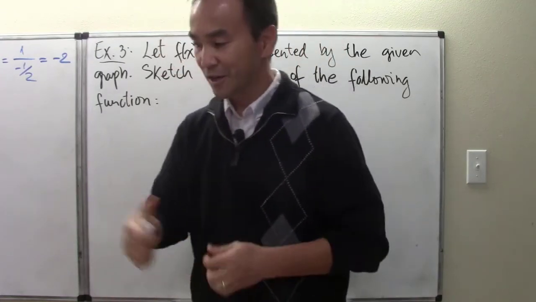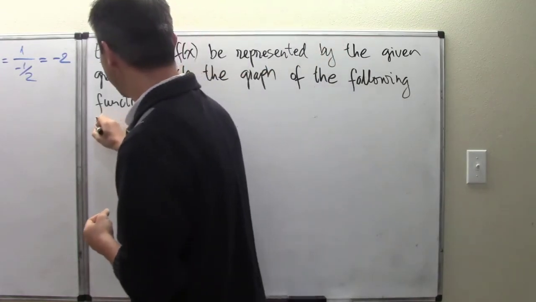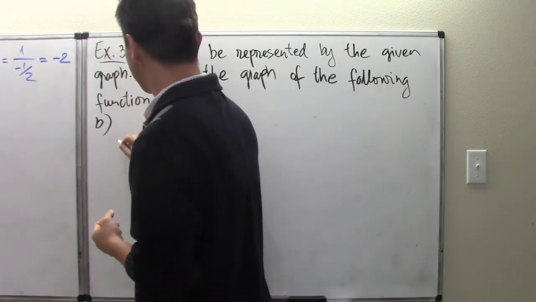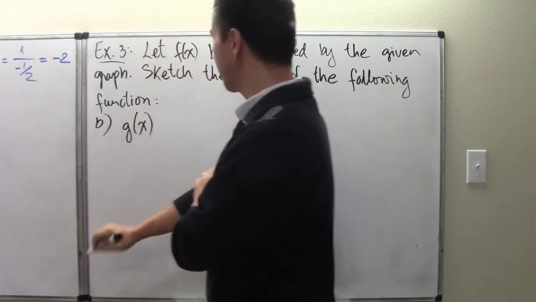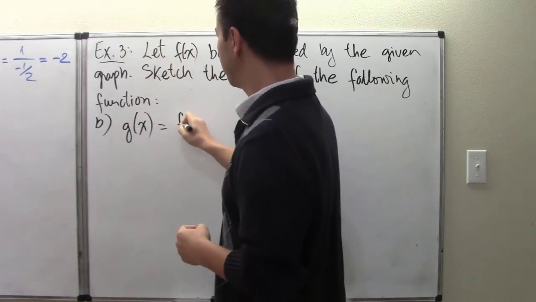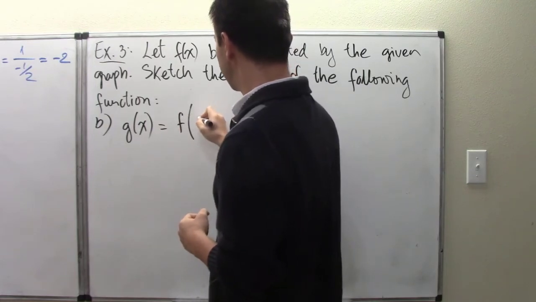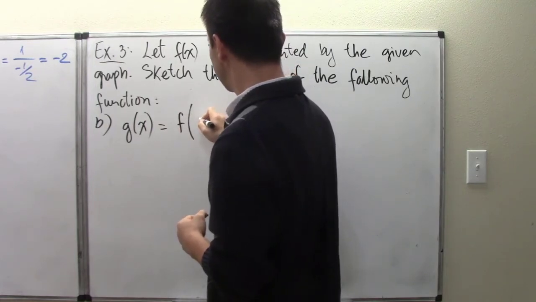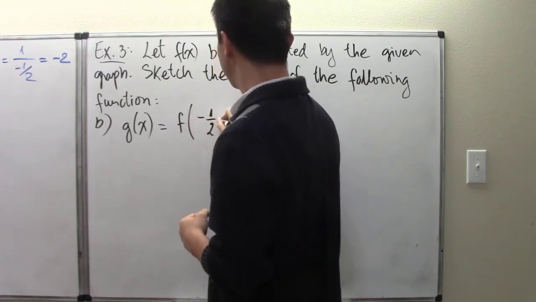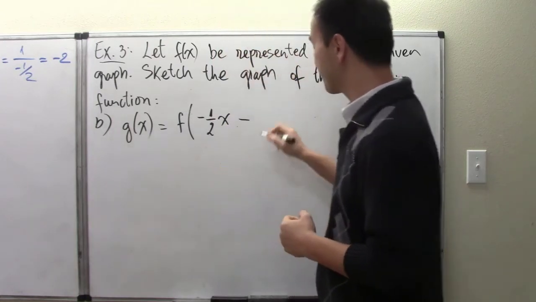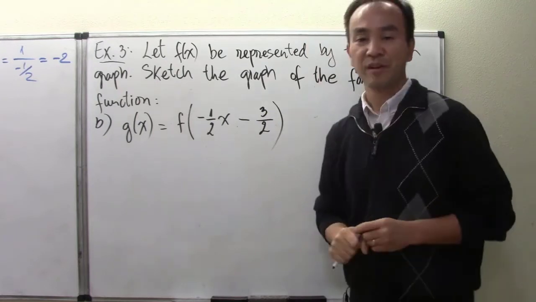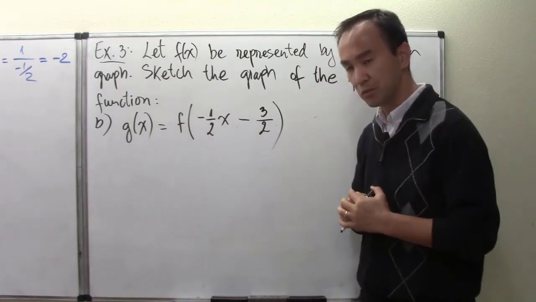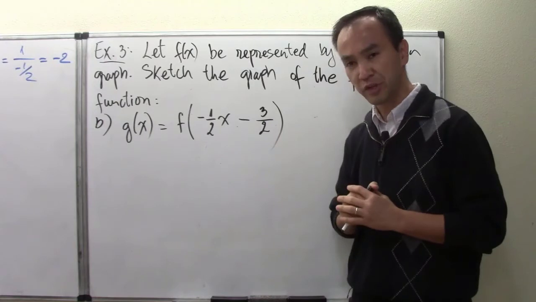All right, so let's now look at part B of the example. How about we want to sketch the descendant function g of x as f of negative 1/2 x minus 3/2. Okay, so f of negative 1/2 x minus 3/2.